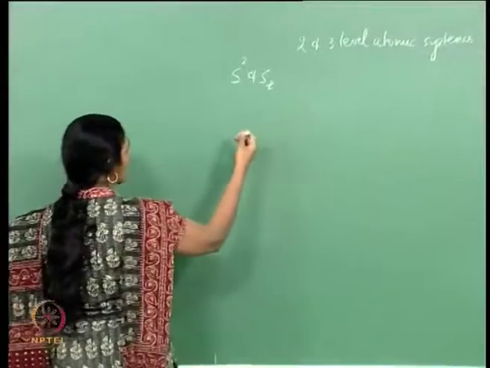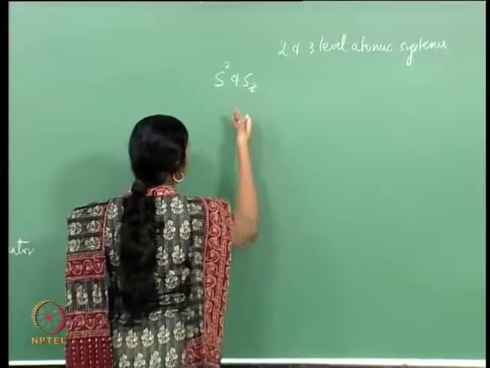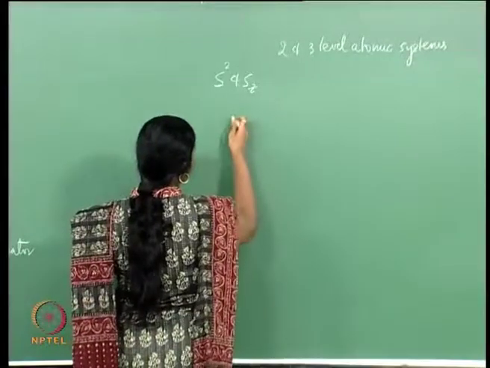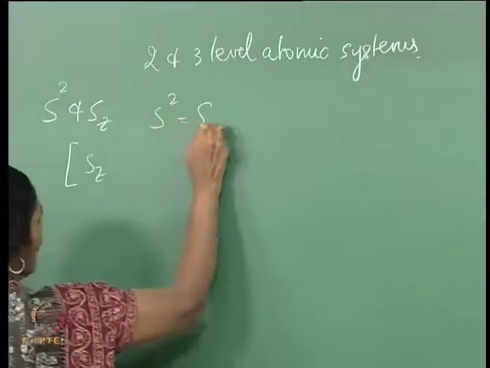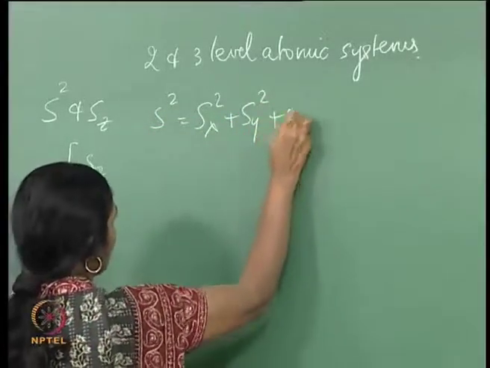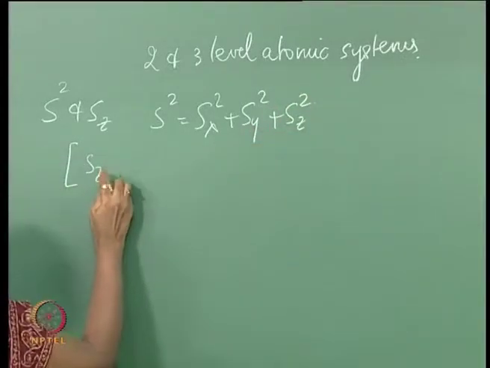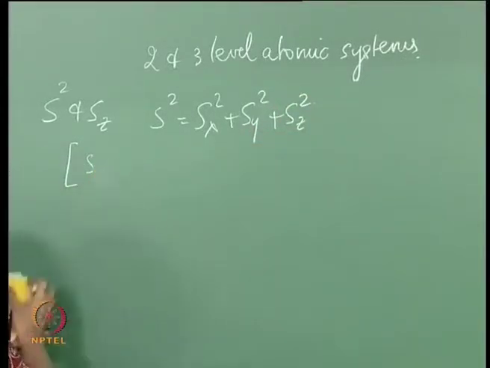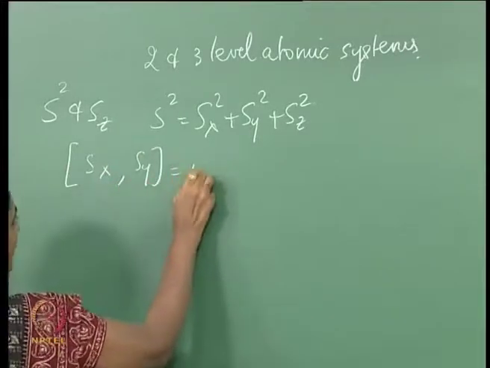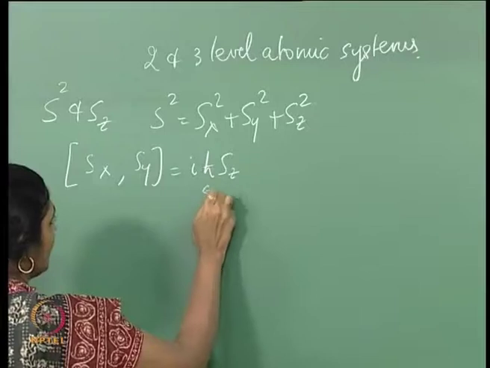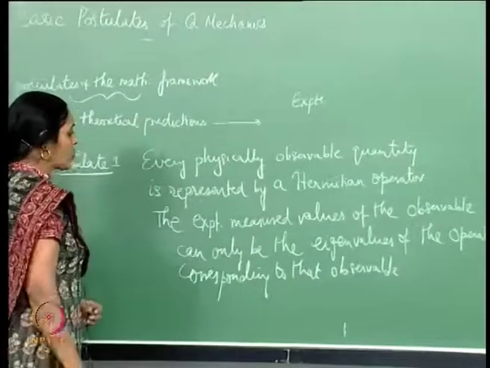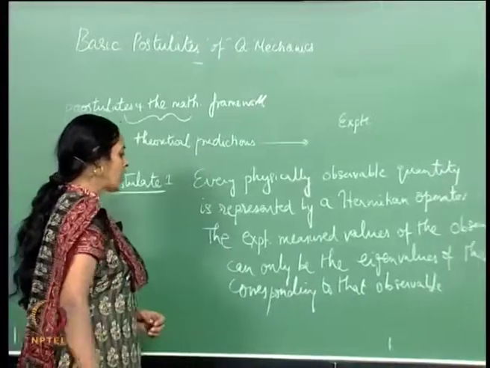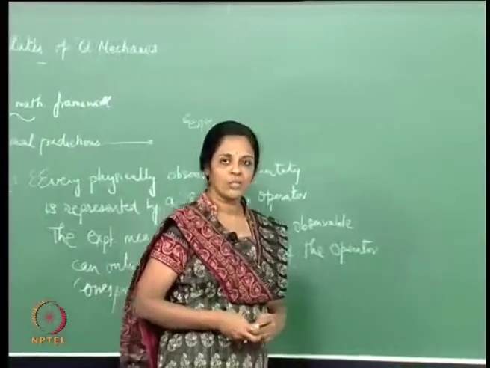In the case of the 2 and 3 level atomic systems, it would be just S squared and Sz, which satisfied the algebra S squared is equal to Sx squared plus Sy squared plus Sz squared, and Sz satisfied, along with Sx and Sy, the Lie algebra. The experimentally measured values of these observables can only be the eigenvalues of the operators corresponding to the observables.